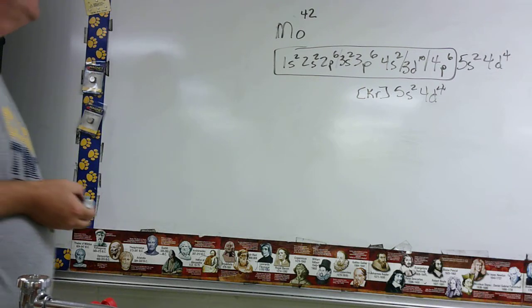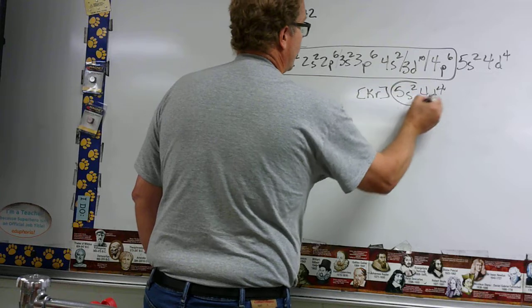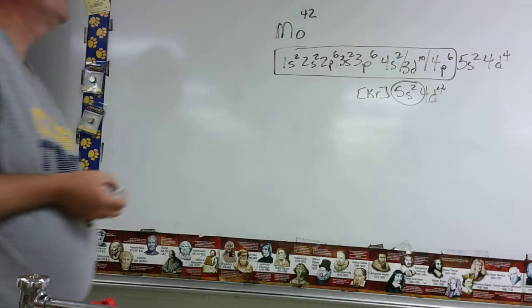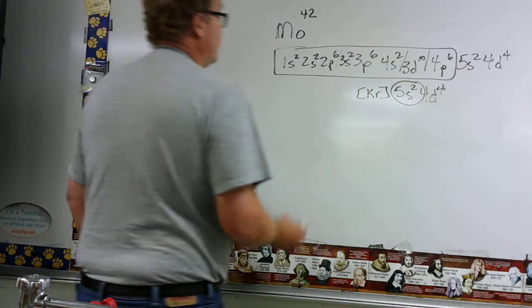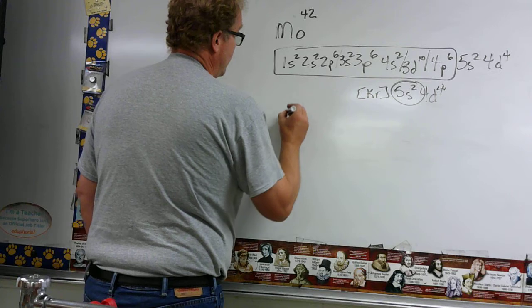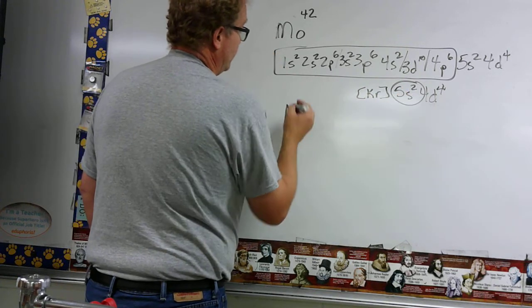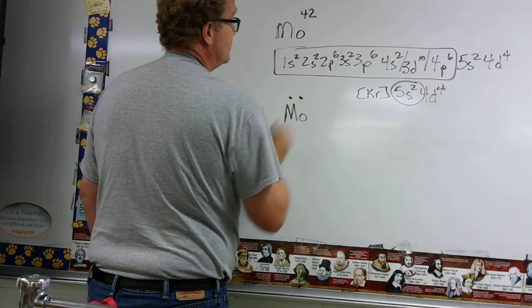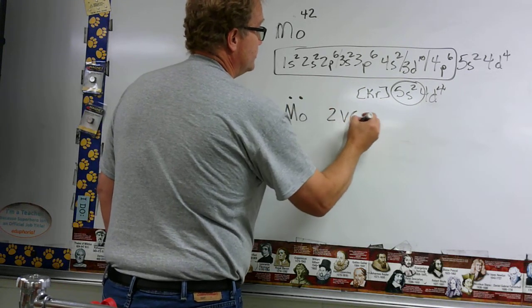Now let's go ahead and do the valence electrons. You're going to notice that my valence electrons are going to be off of that 5, which is my highest energy level. So I'm not going to write Kr now. I'm doing a dot diagram for this one here, and it's going to be 2 dots. How many electrons did I just put here? 2 valence electrons.